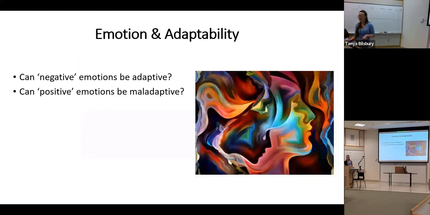So I have emotions up here. And some of them are positive ones you want. Some of them are negative ones that you don't want. But I want to encourage you to think of them as being potentially adaptive or potentially maladaptive. So let's say I went with anger. How could anger be maladaptive?